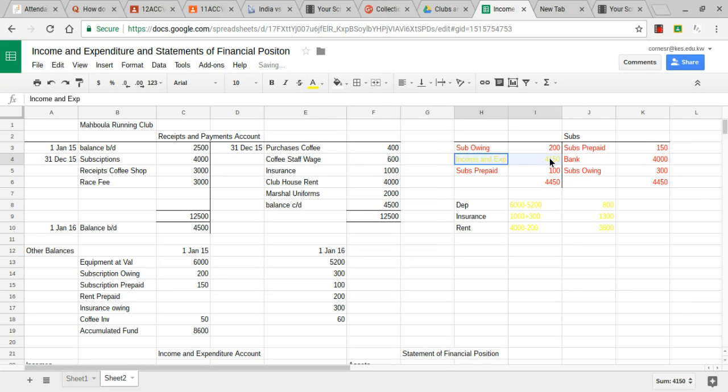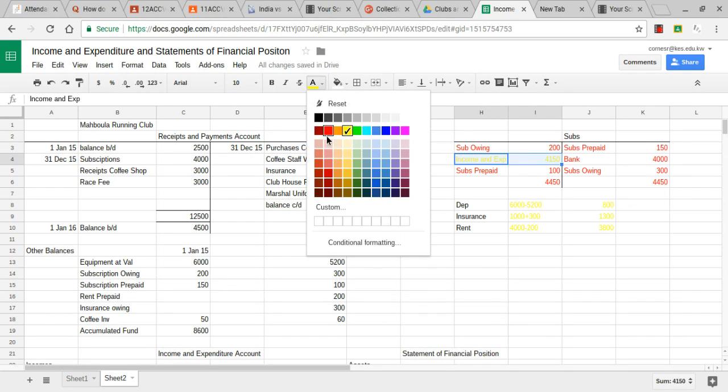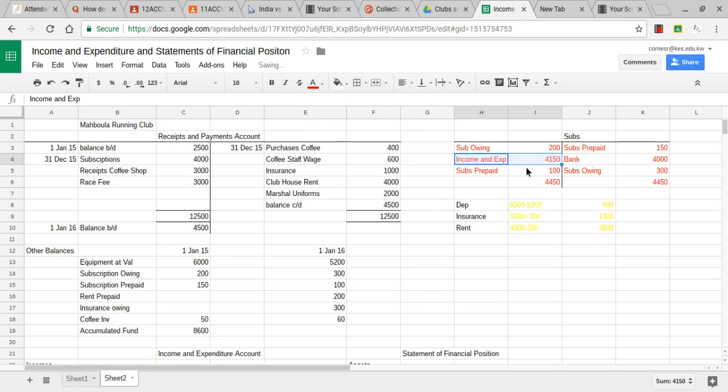Okay, and then the balancing figure will be the amount that goes in the income and expenditure account. So that's 4,150. Notice here I've deliberately not done dates, etc., because the question doesn't ask me formally to do a subscriptions account, and therefore these are my workings. Okay, next thing on here, we'll look at the equipment.